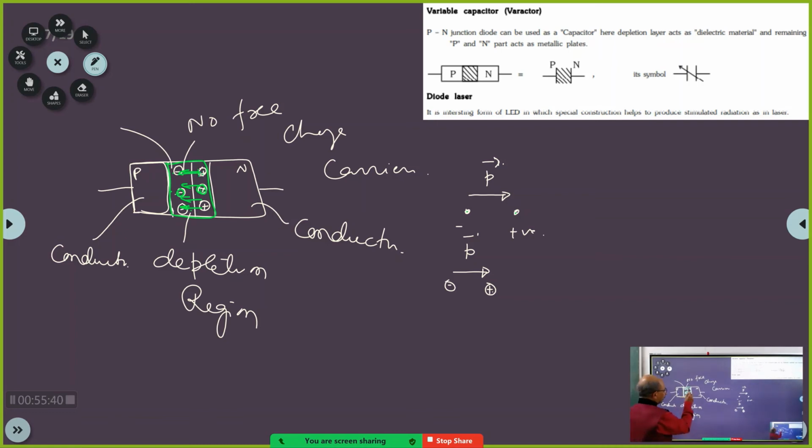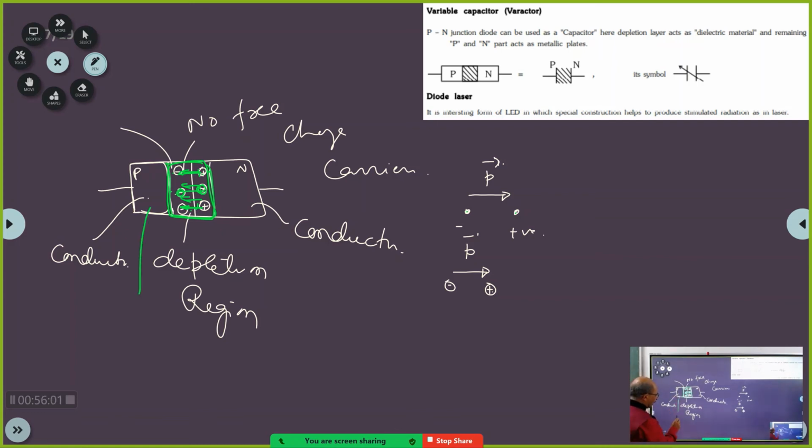That's what you have to be alert about. Right, negative to positive. So here you see there are dipoles aligned in this direction. Do you appreciate that? Yes.